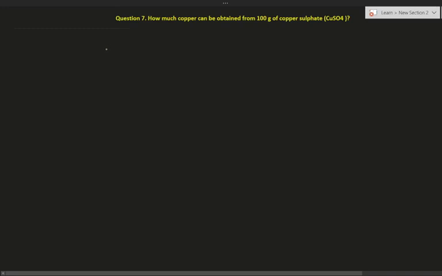Hi, let's solve this question. Basically, your question is how much copper can be obtained from 100 gram of copper sulfate. Okay, so basically, you have given copper sulfate, and you have asked how much copper you can obtain from copper sulfate.